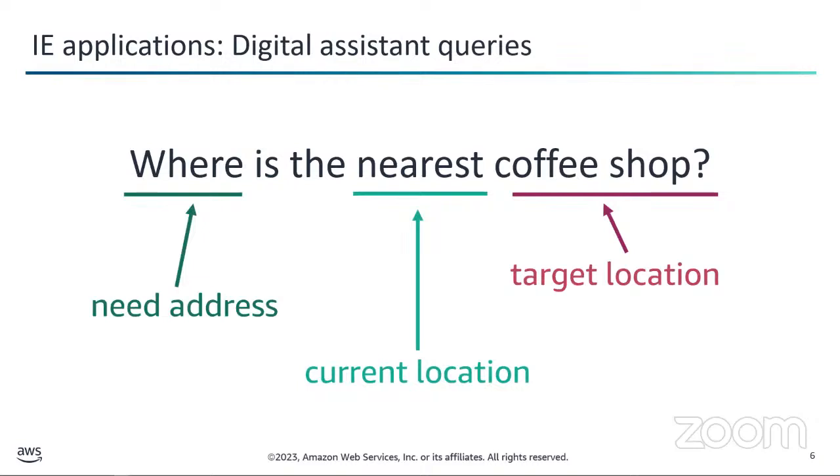Okay. So, for example, for digital assistant queries, in today's systems you can ask, where is the nearest coffee shop? And this "where" tells you that you have to make your digital assistant understand that "where" basically means it needs the address, nearest from the current location of the asker, or whoever is asking, and then the target location.